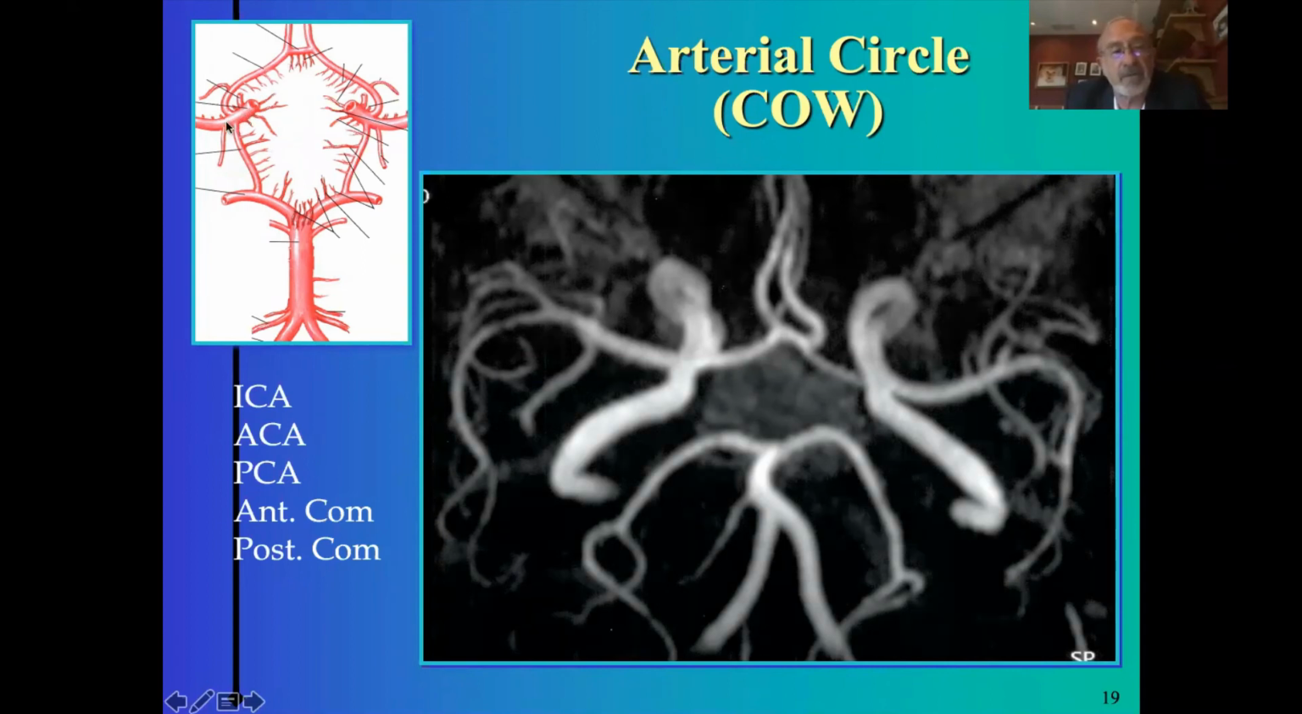Extending posterior from the internal carotids, you have the posterior communicating arteries back over here. And then what they connect to is produced by the basilar artery, the posterior cerebral artery. I apologize for the abbreviations, but keep in mind you have 5 structures that make up the arterial circle: ICA, internal carotid artery, anterior cerebral arteries, posterior cerebral arteries, and then the 2 connectors, the small singular anterior communicating artery and the posterior communicating artery.